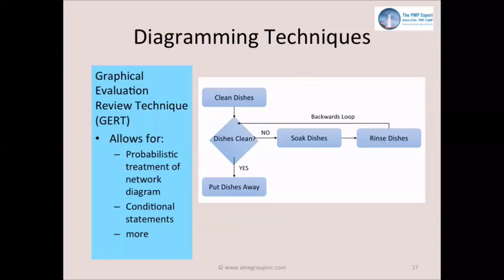G-E-R-T. So again, let's ask yourself, what did we learn or what was reinforced? What was reinforced maybe was this idea of GERT. It allows for probabilistic treatment. It allows for conditional statements. Let's look at my very simple diagram.